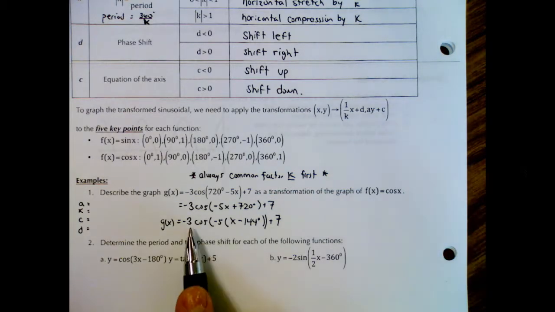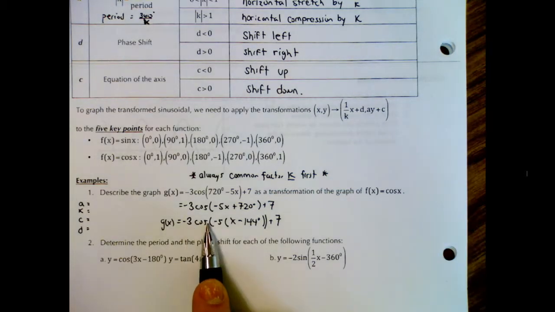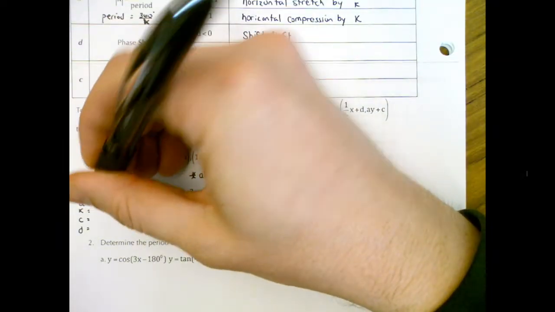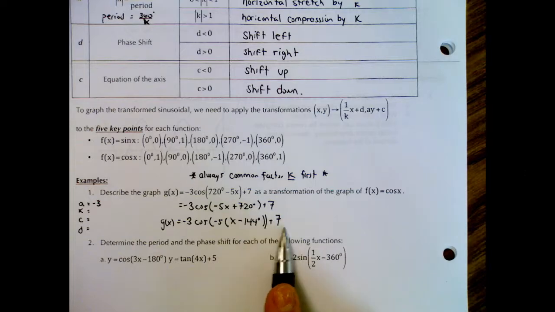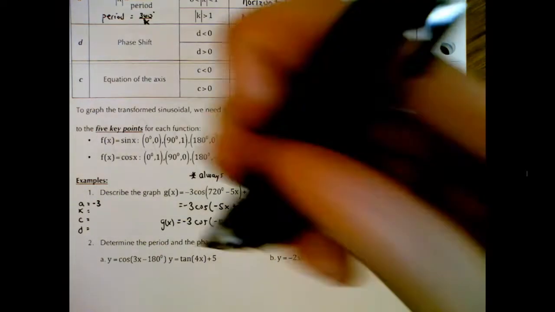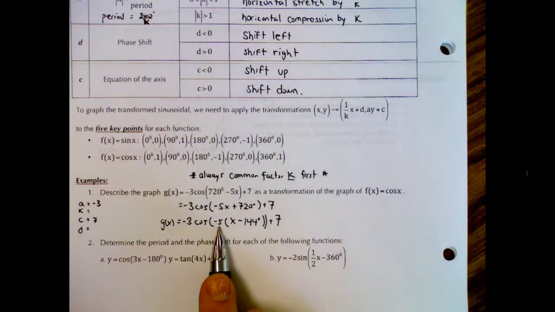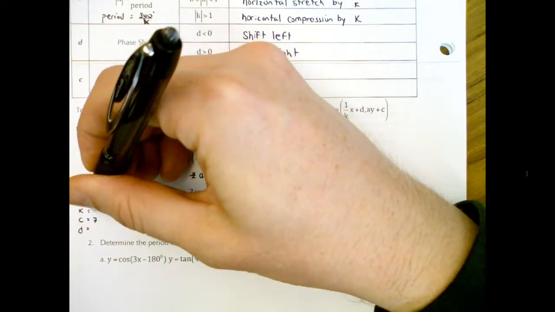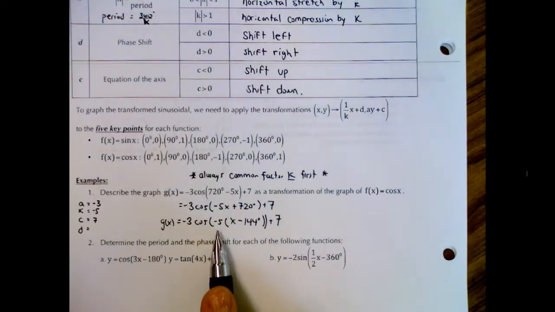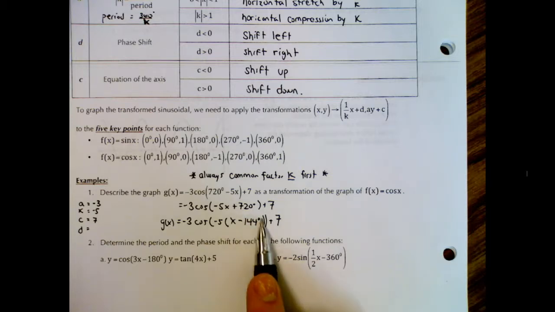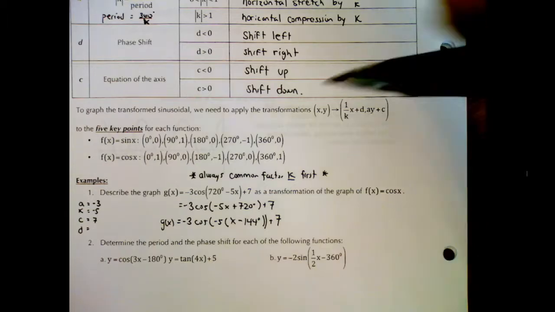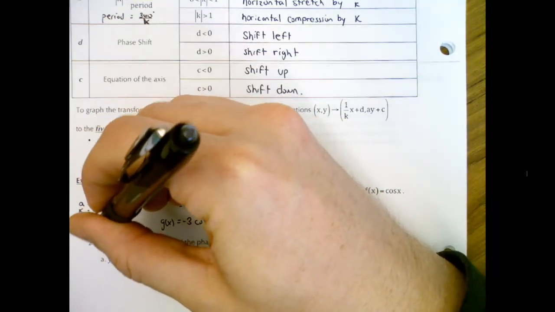So a comes from the number in front of the function that's multiplying. So negative 3 is our a. C comes from the adding or subtracting to the function. In this case, it's 7. K is the multiplier in front of the x, so the thing we common factored out. And D would be the value adding or subtracting to x, and remember it's the opposite sign. So if we have x minus 144, D would just be 144.